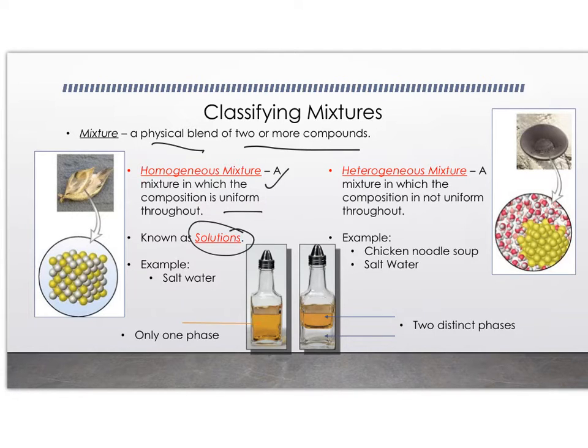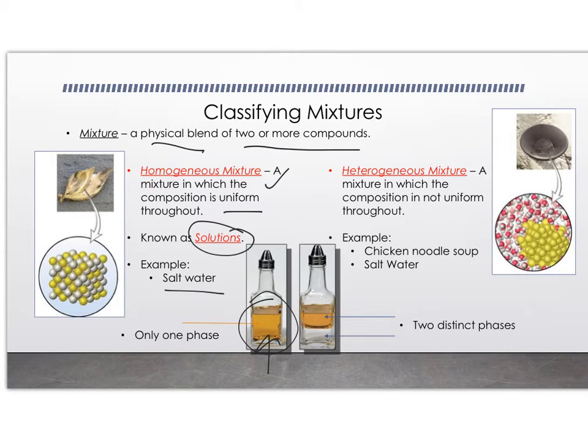So if you look at this example of olive oil at the bottom, you cannot tell the difference between one side or one area of this liquid. It is consistent throughout. There's no extra pieces. There's nothing not dissolved in there. It is consistently the same throughout the entire container.